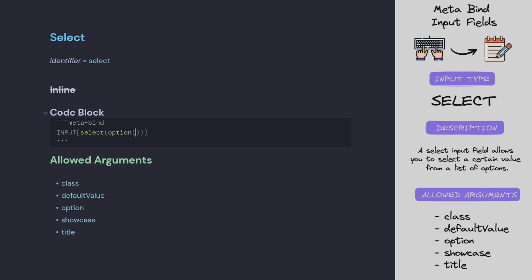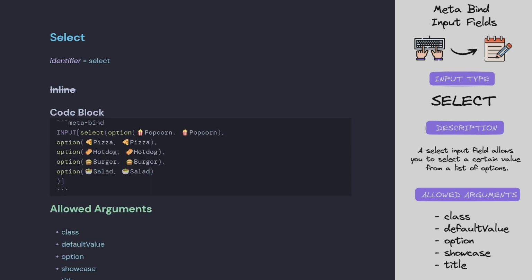So we might make this one our favorite food. We'll start with popcorn. I'm going to use a little emoji here. Then I'm going to put a comma, and I'm also going to copy and paste so that when I select popcorn with an emoji, it sets my YAML property with the emoji as well. So I have my first option. I'll copy and paste to save time for the remaining options. So now I have 5 options: popcorn, pizza, hot dog, burger, and salad.